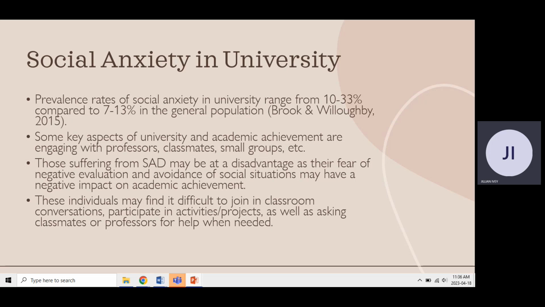And so those suffering from social anxiety may be at a disadvantage, as their fear of negative evaluation and avoidance of social situations may have a negative impact on academic achievement. These individuals may find it difficult to join in classroom conversations, participate in activities or projects, as well as asking classmates or professors for help when needed.